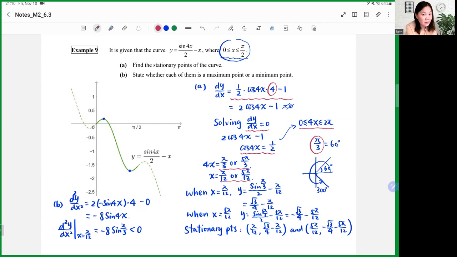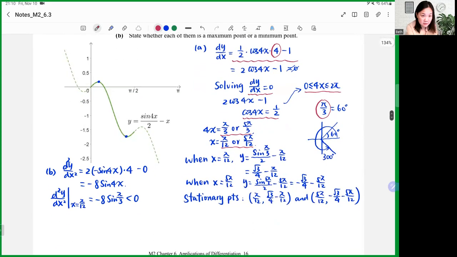Now, let me check whether or not they're maximum or minimum. Part 2. Find the second derivative. Okay, so do it twice. Still have 4. It's easy to get 4. And then do the substitution. So my first substitution says that at this point, the graph is concave down. Now, when the second derivative is negative, that means concave down. So on the graph, you can also see concave down. That means this point is the maximum point.